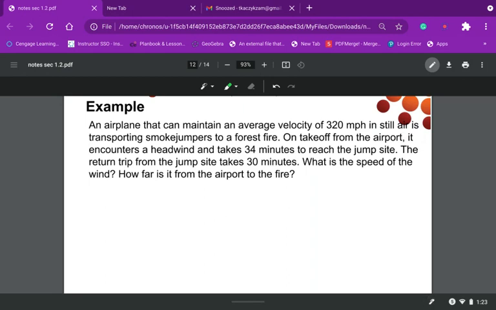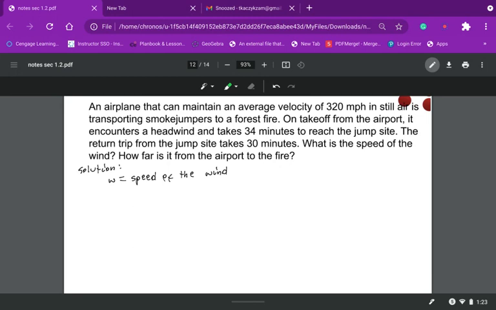So W here will stand for the speed of the wind. Here in this example, the hint is to use the distance formula. To calculate the distance: distance equals rate times time. Rate stands for speed.